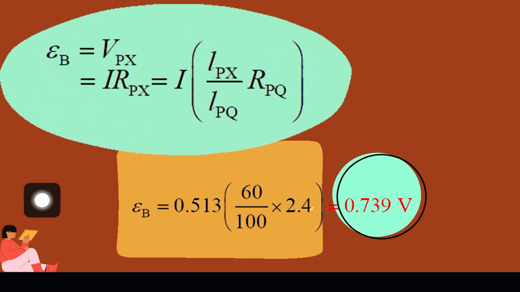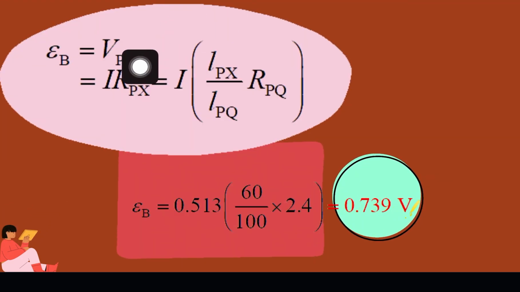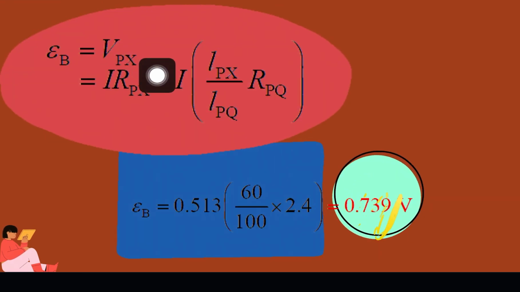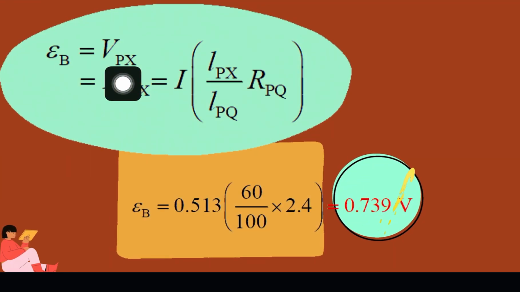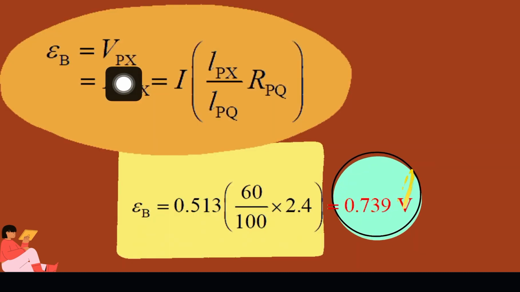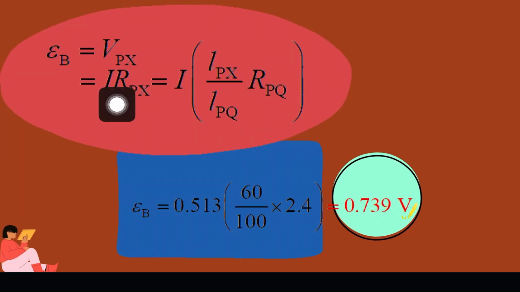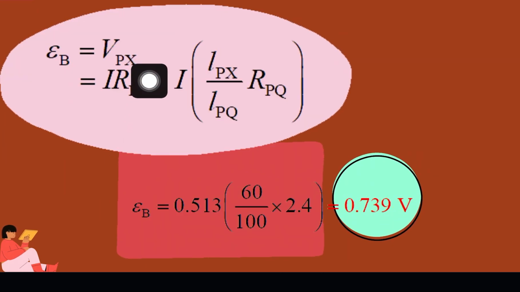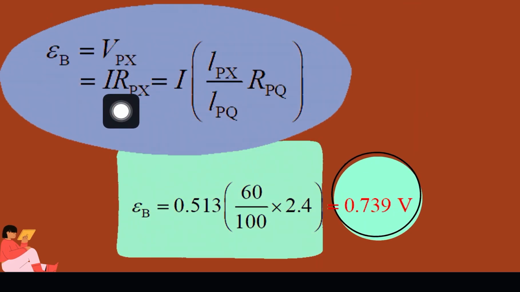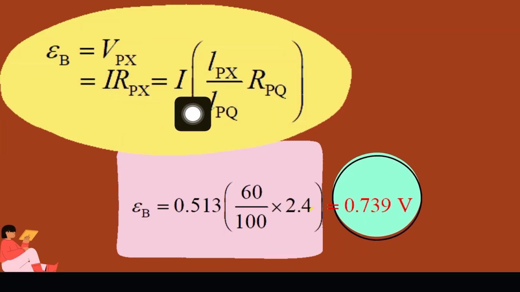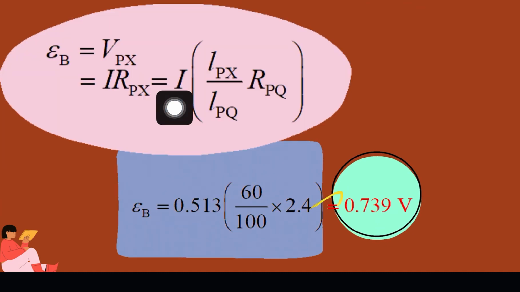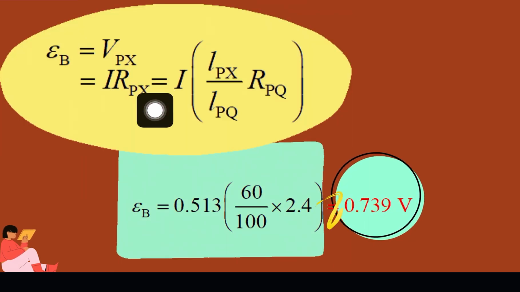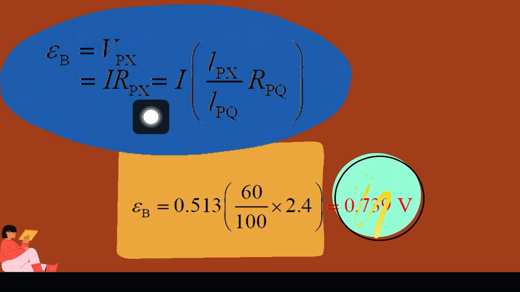Okay, so from the galvanometer, when the galvanometer reading is equals to 0, EB is equals to VPX. So VPX, we are talking about PX, means that it is equals to I at PX times R at PX. So that I is equals to 0.513. We had calculated it. How about RPX?